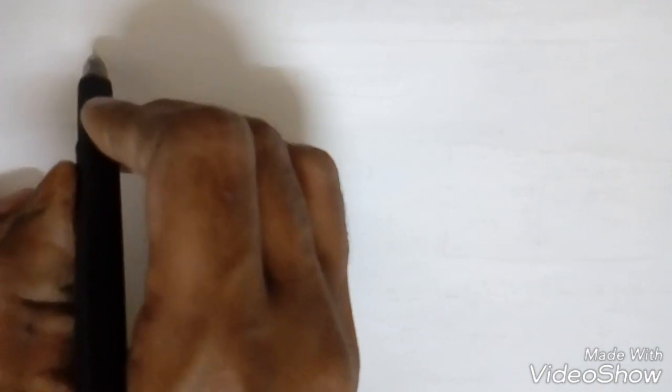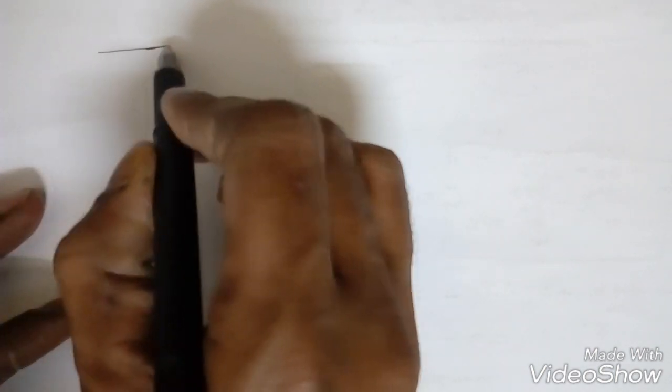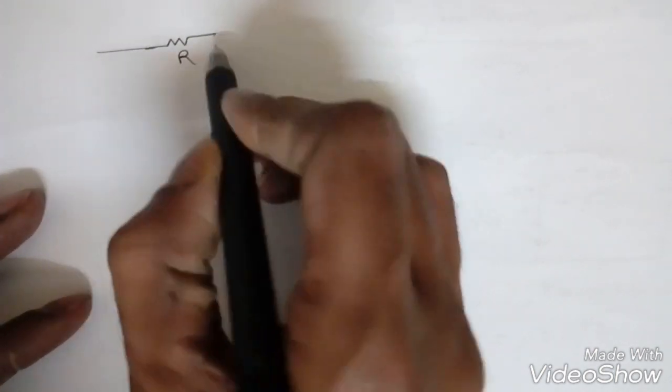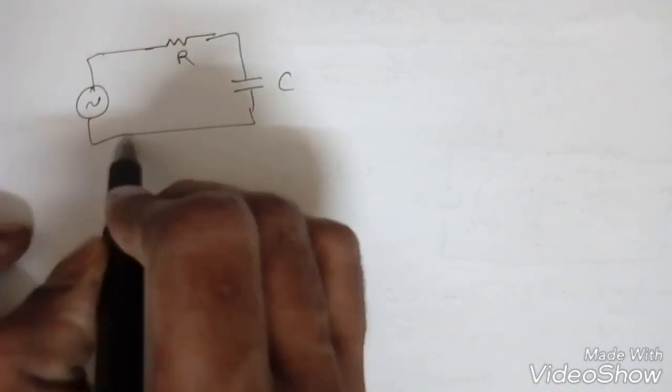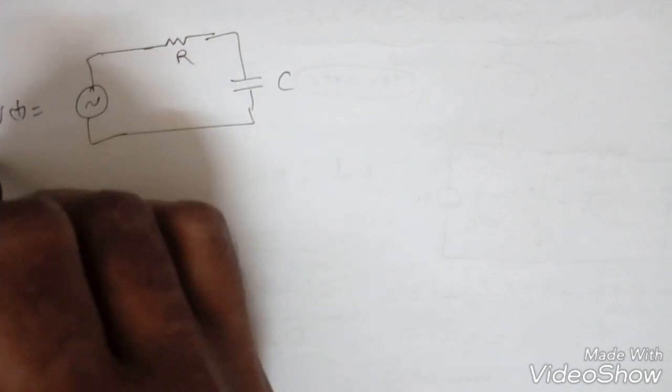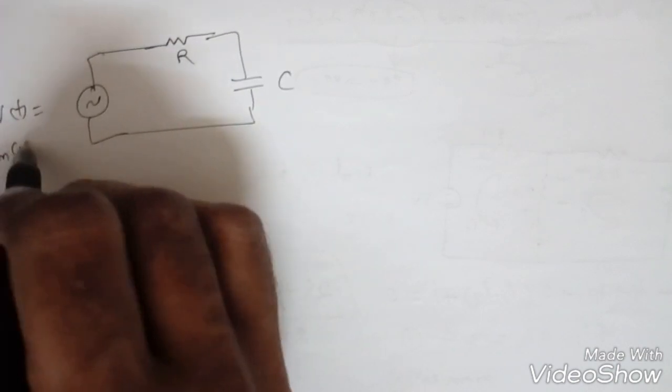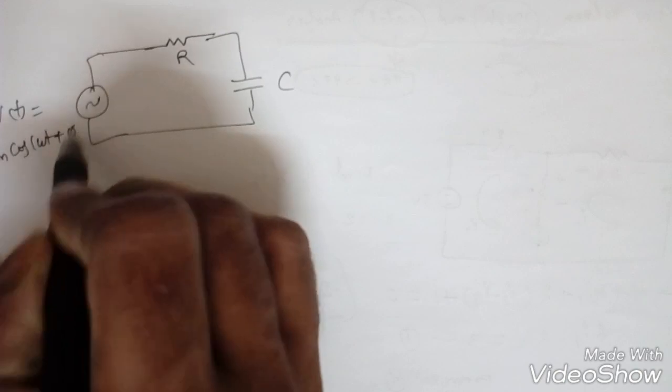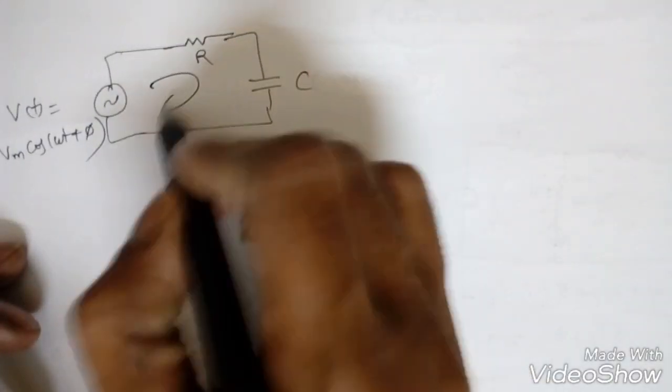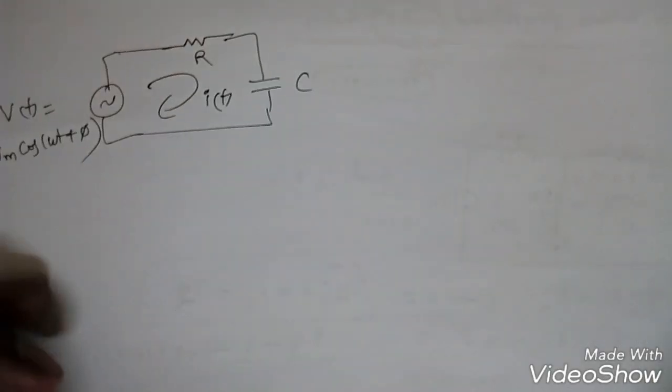Similarly, just pause the video and do it for the RC network, right? I will give the RC circuit, so you pause the video first, then find the responses, then I will give the values. Suppose there is an R and C, and here suppose V of t I am taking as Vm cos omega t plus pi, right? So find the current response I of t.